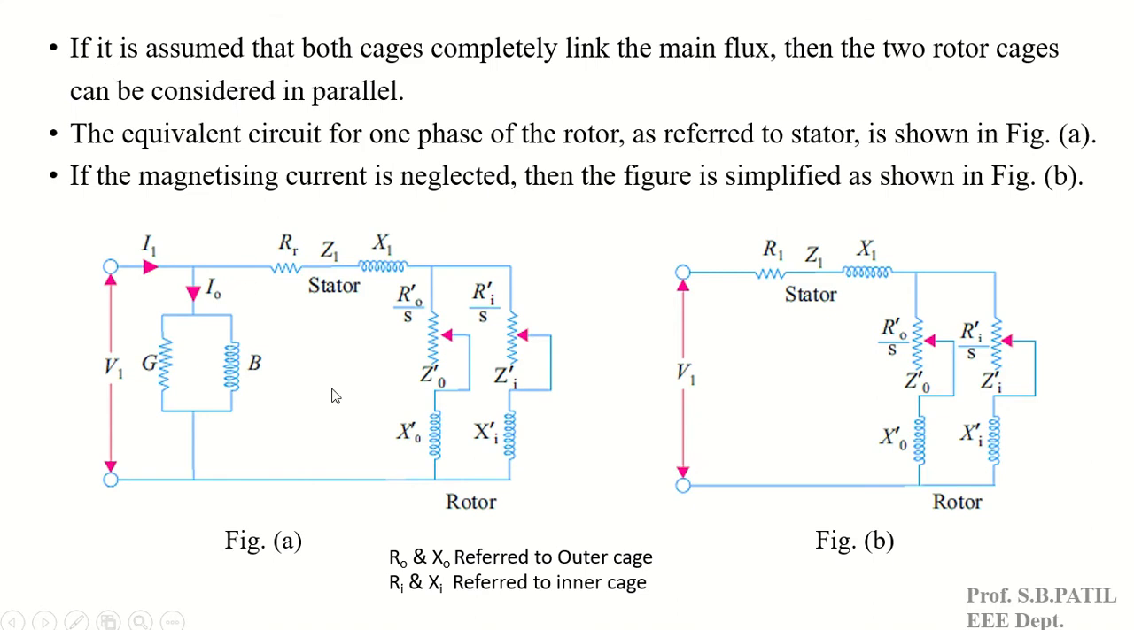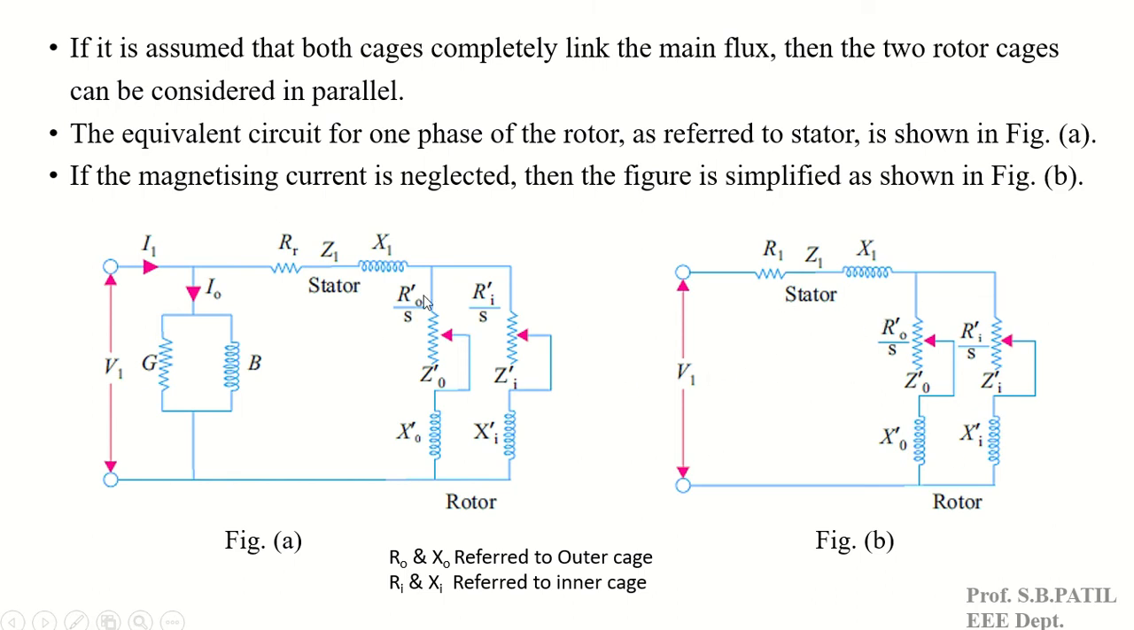This is the equivalent circuit diagram of the double cage rotors. If it is assumed that both cages completely link the main flux, then the two rotor cages can be considered in parallel. Here are the outer cage resistance and reactance and inner cage resistance and reactance. The equivalent circuit for one phase of the rotor as referred to the stator is shown in figure A, and the simplified equivalent circuit diagram is in figure B.